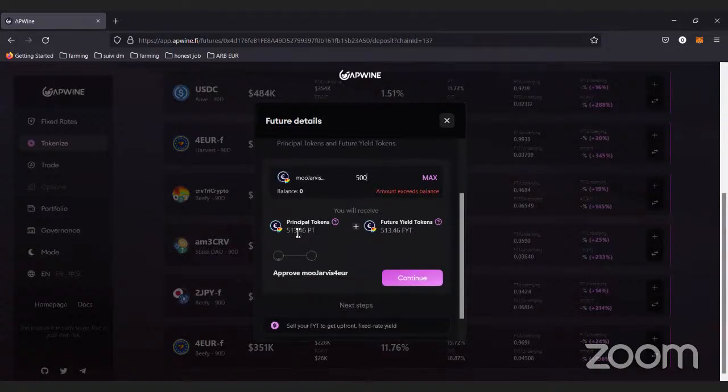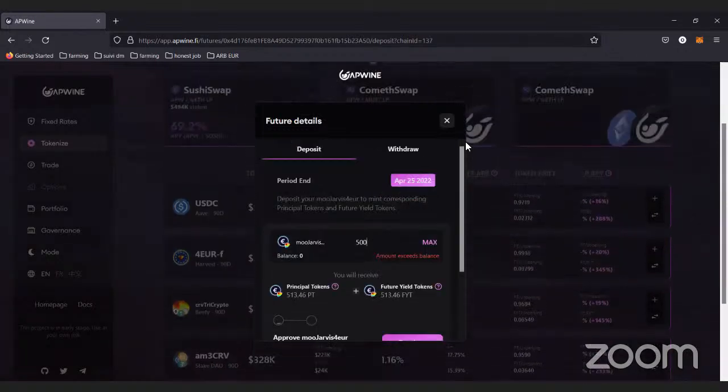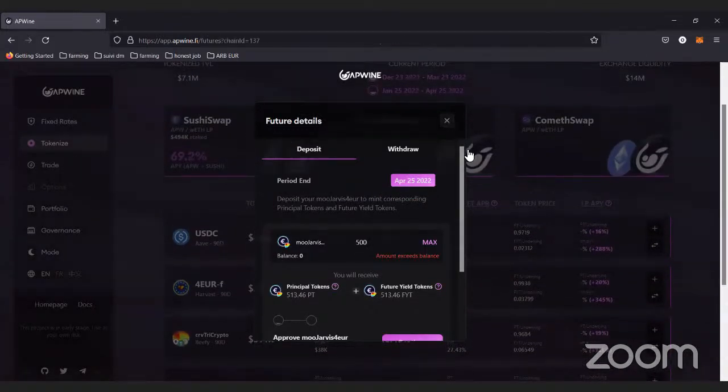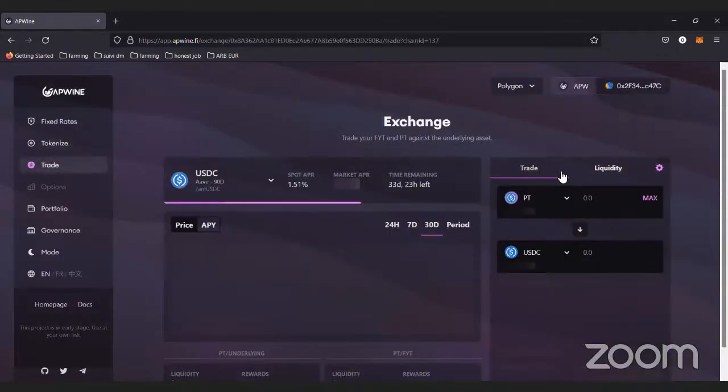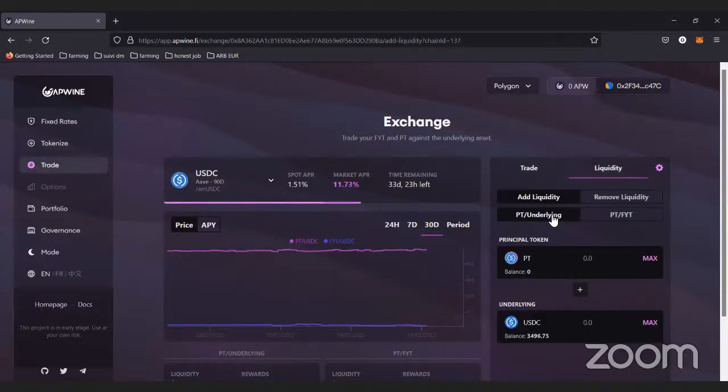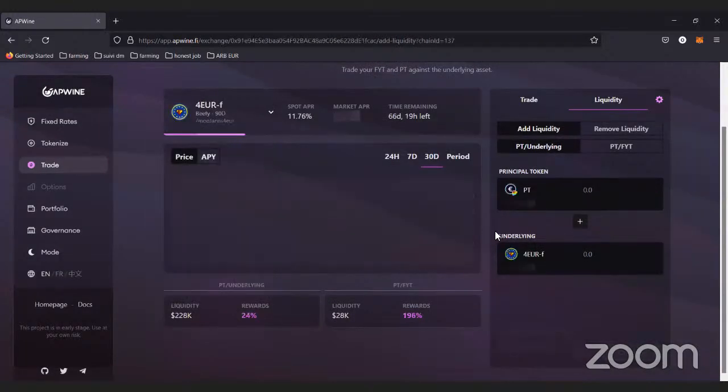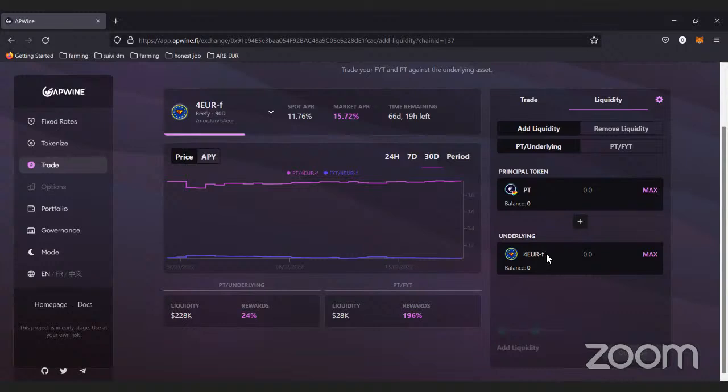So those 500 will give you 513,000 principal token and 513,000 of future yield token. Then you click on continue, you approve, and so on. And like that, you will get the principal plus the future yield token. And then you go on trade in liquidity, and again you add the principal. You have to go to euro. You add the principal, then you add the 4 euro token that you didn't deposit back. That you withdraw from BFI basically, and you earn 24% in APWine.